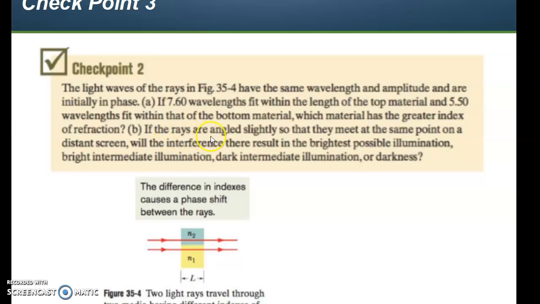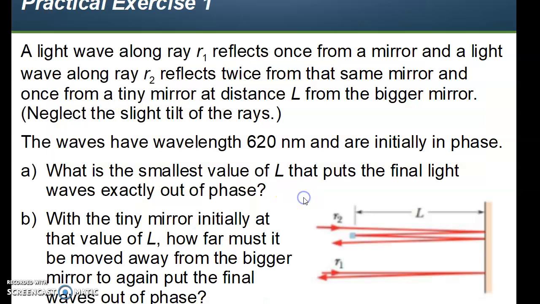If the lasers are angled slightly so that they meet at the same point on the distant screen, will the interference there result in a brightest possible illumination, a bright intermediate illumination, a dark intermediate illumination, or darkness? And the answer there is that it would be bright intermediate illumination, right? The phase difference is 2.1 wavelengths. So it's not the most, but it is still fairly bright.